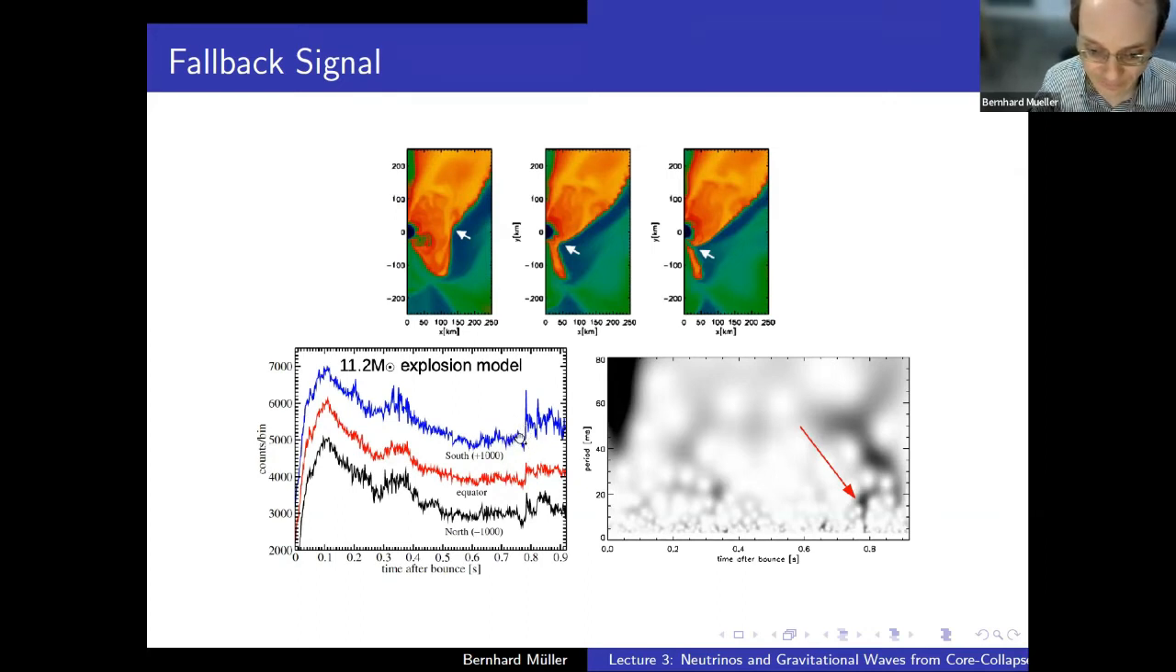In your detector, if you have sufficiently high count rates to have good time resolution, like in Hyper-K or IceCube, and you detect something like that, then that gives you a hint that there was perhaps something like late fallback happening in your supernova explosion.